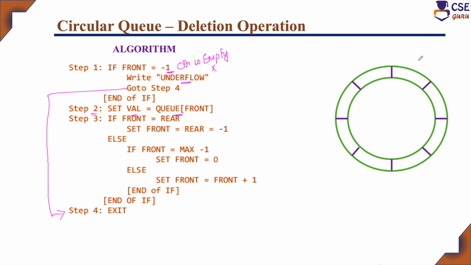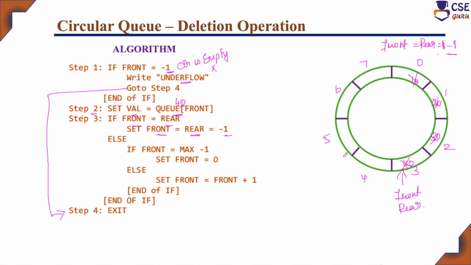For example, here 0, 1, 2, 3, 4, 5, 6, 7. And now front is pointing here and rear is also pointing here. The meaning is that the elements here are deleted. Just consider, suppose, the element you want to delete. You consider this element. And step 3: if front is equal to rear, front and rear are pointing to the same memory location, delete this element, and reset the front and rear pointers to -1. So the front and rear pointers you have to reset to -1. What is the meaning?